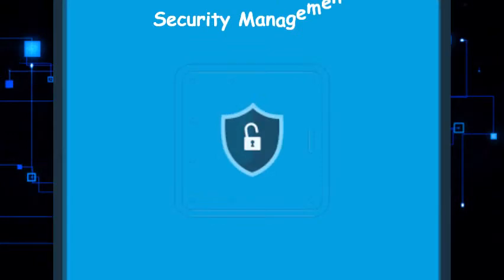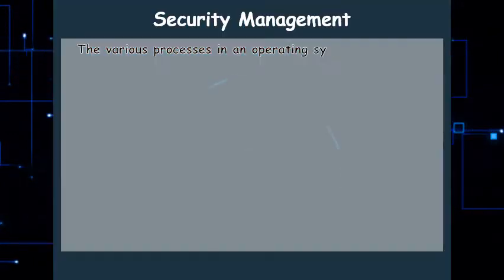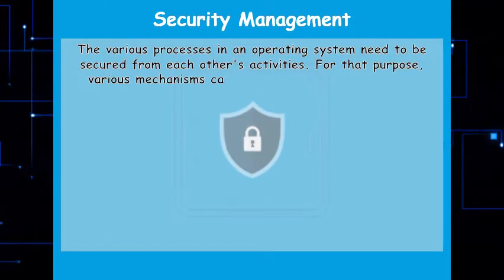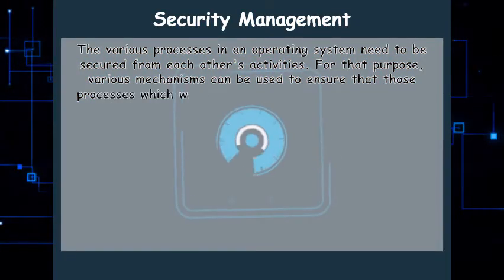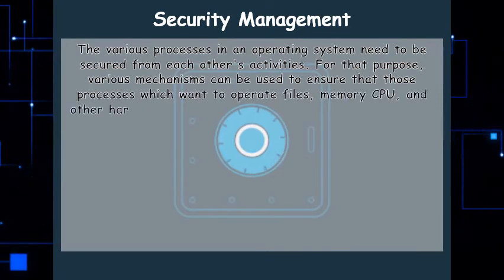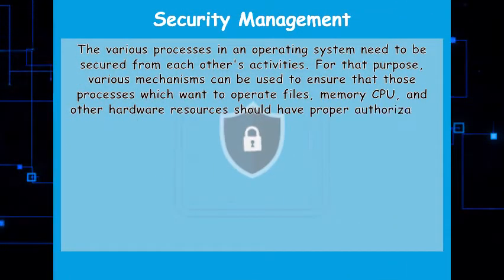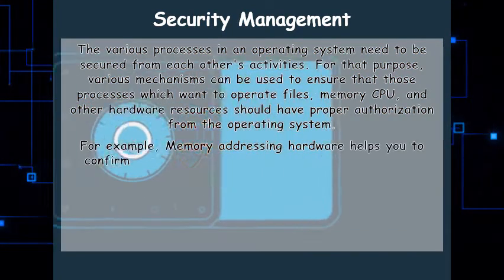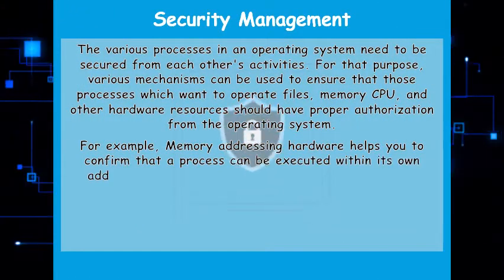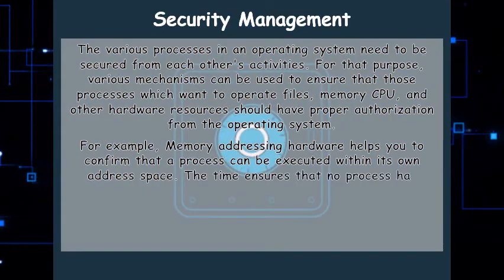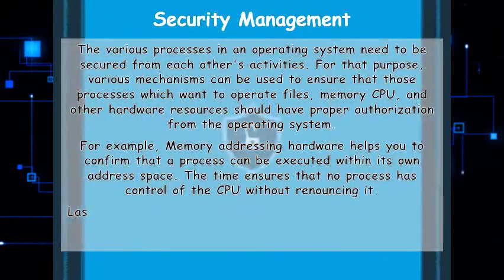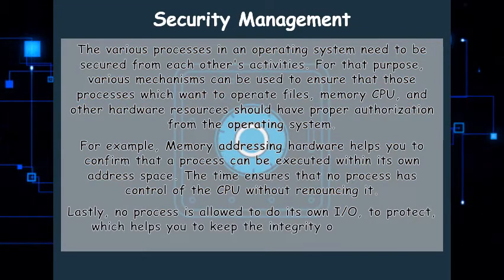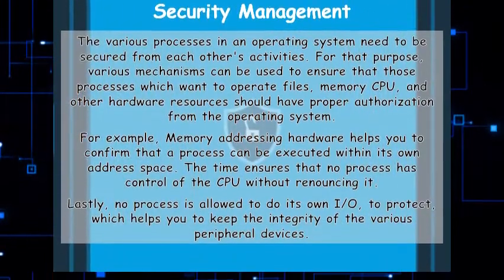Security management. The various processes in an operating system need to be secured from each other's activities. For that purpose, various mechanisms can be used to ensure that processes which want to operate on files, memory, CPU, and other hardware resources have proper authorization from the operating system. For example, memory addressing hardware helps you confirm that a process can be executed within its own address space. The timer ensures that no process has control of the CPU without relinquishing it. Lastly, no process is allowed to do its own I/O, which helps keep the integrity of the various peripheral devices.